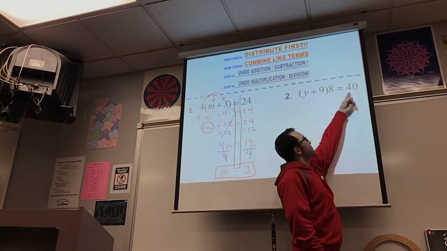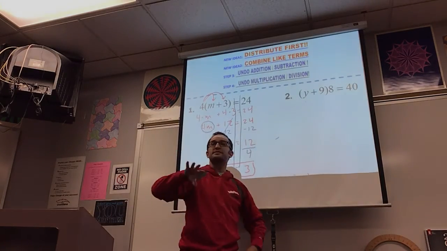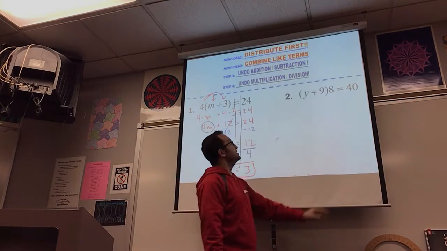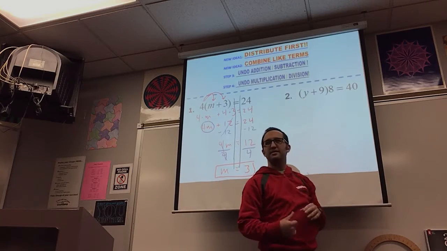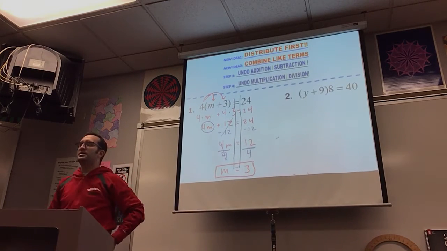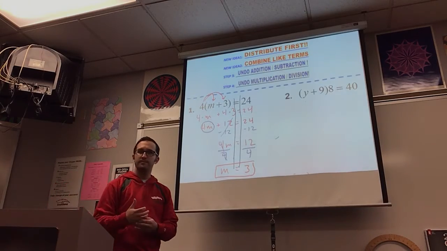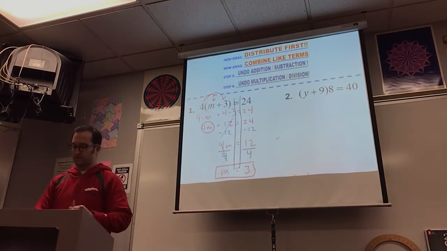8 times what gives me 40? 5. So I need the parentheses to equal 5. So what will this need to be in order to add 9 to it to get 5? Need to be negative 4. So we know the answer in advance now. You see how we could think through that? Yes, sir. Now we need to actually do the work. We need to distribute first.